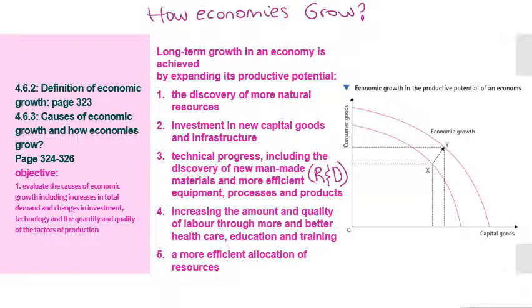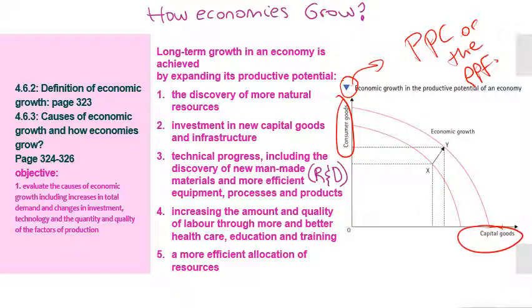Now, please, I need you to open your books to page 323, and I want you to have a look at this graph here. Remember, you already took this in grade 9, and it is about the PPC or the PPF. So it means I'm talking about the production possibility curve or frontier. So economic growth and the productive potential of an economy, remember, I can put two different goods. It doesn't matter whether the capital goods is on the y-axis or the x-axis, as long as we have two different goods that we are talking about.